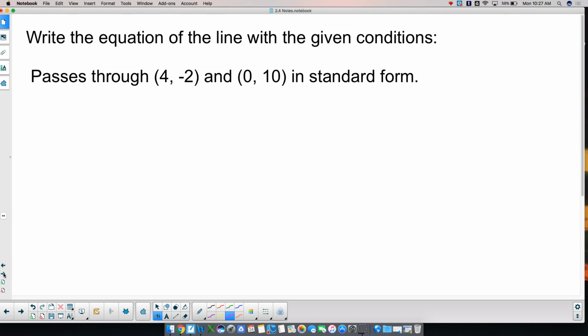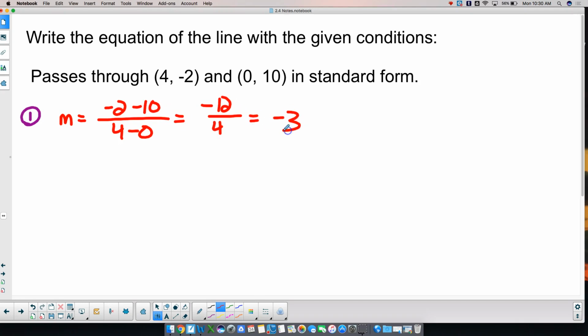What I would like you to do now is find me the equation of the line that passes through those 2 points. So first thing I got to do is find the slope. So the slope is going to be negative 2 minus 10 all over 4 minus 0. That is going to be negative 12 over 4. I get a slope of negative 3.